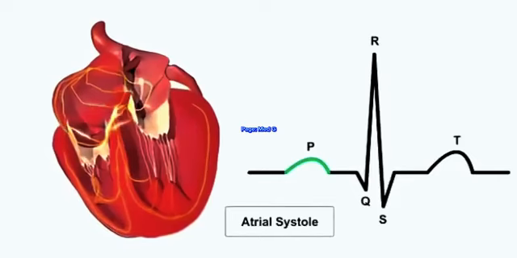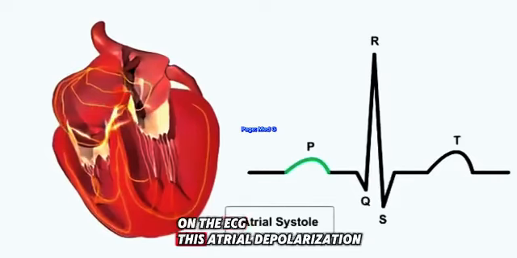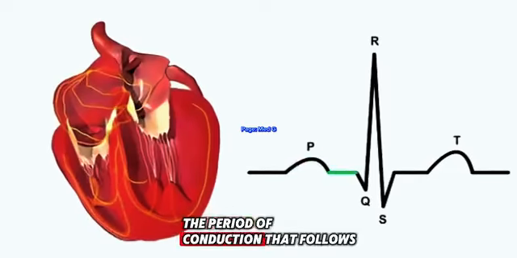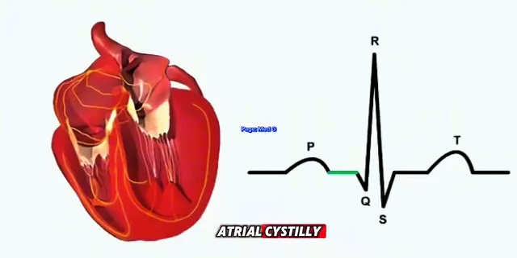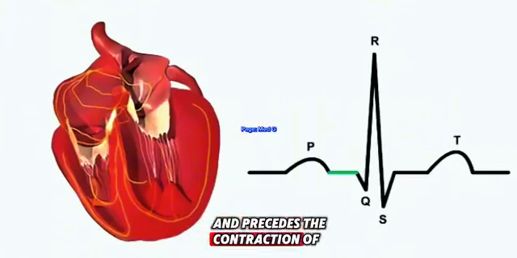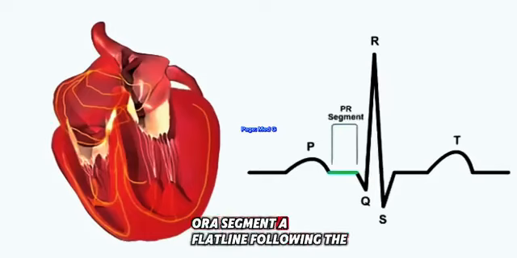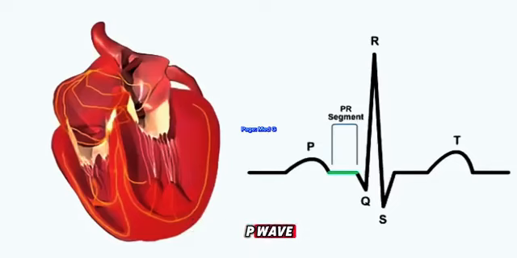systole. On the ECG, this atrial depolarization is represented by the P wave. The period of conduction that follows atrial systole and precedes the contraction of the ventricles is depicted on the ECG by the PR segment, a flat line following the P wave.